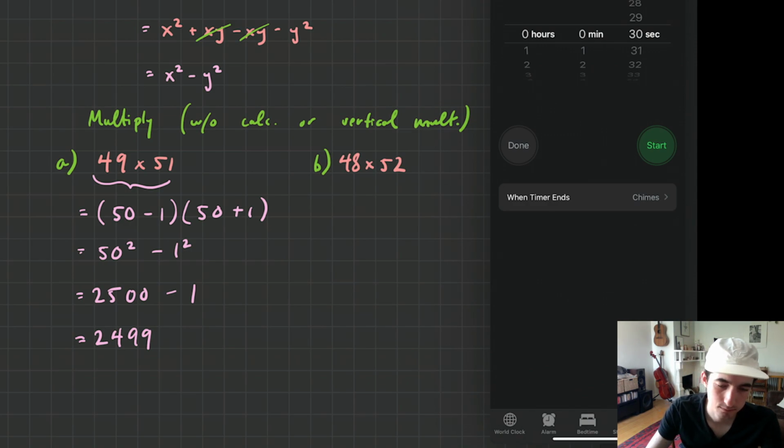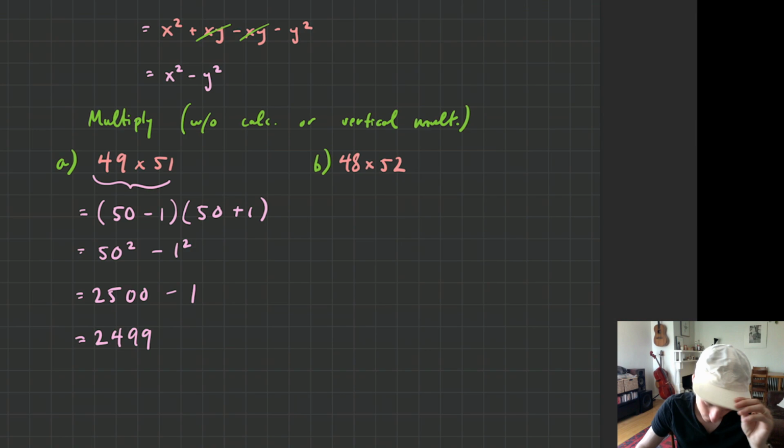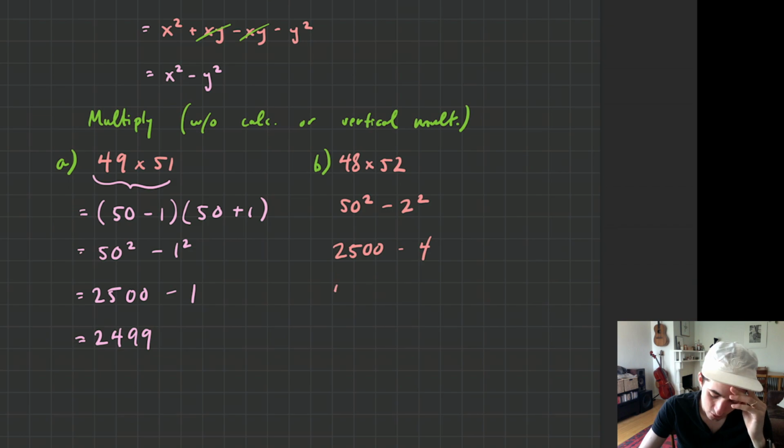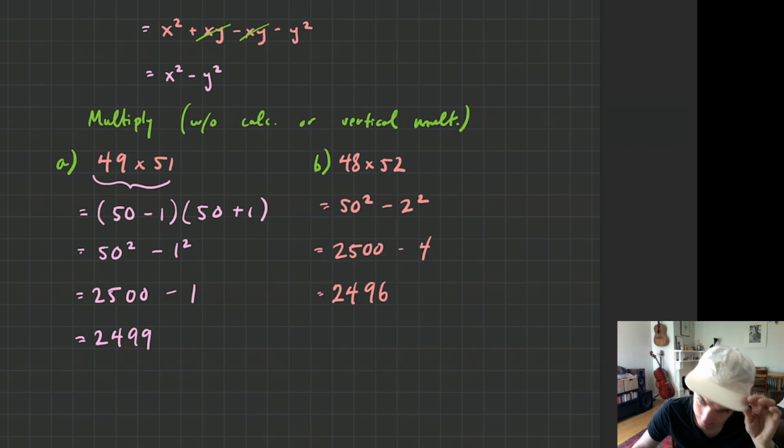All right, so let's see where this one goes. I already know that this is going to be 50 squared minus 2 squared. So that would be 2,500 minus 4, or 2496. I don't know about you, but I find that really satisfying, to be able to multiply these big numbers with very little work. Awesome. Okay, let's try a couple more.